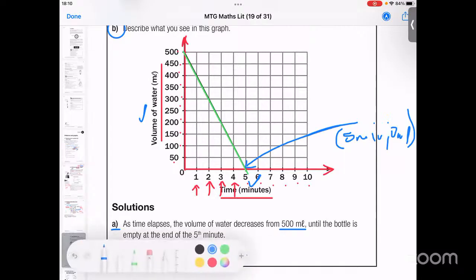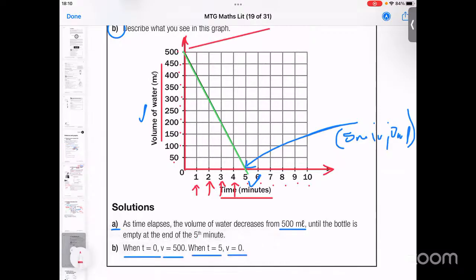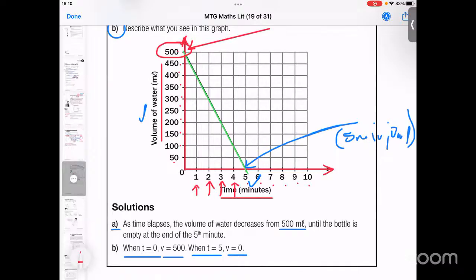So at the start, before we start counting, the volume of water in that bottle is 500 milliliters. And then after 5 minutes, the bottle is now empty, and that happens in 5 minutes' time. And that should be the end of it.